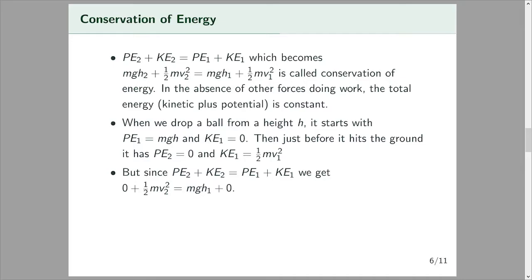Just before it hits the ground, it's got no potential energy, PE2 equals 0, because it's at the ground, essentially. And it's got all kinetic energy. This should be KE2. So the final kinetic energy is 1/2 mv2 squared. That's going to be equal to the initial potential energy. In other words, all this potential energy that it started out with has to get turned into kinetic energy that it ends up with. The energy is conserved. It just moves from the potential energy bucket to the kinetic energy bucket.